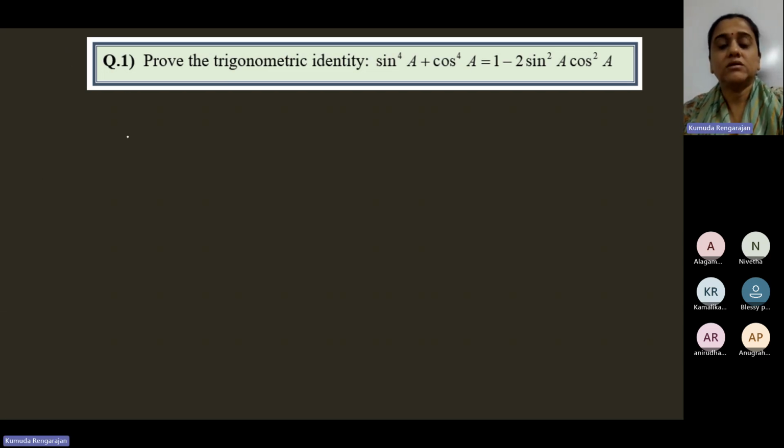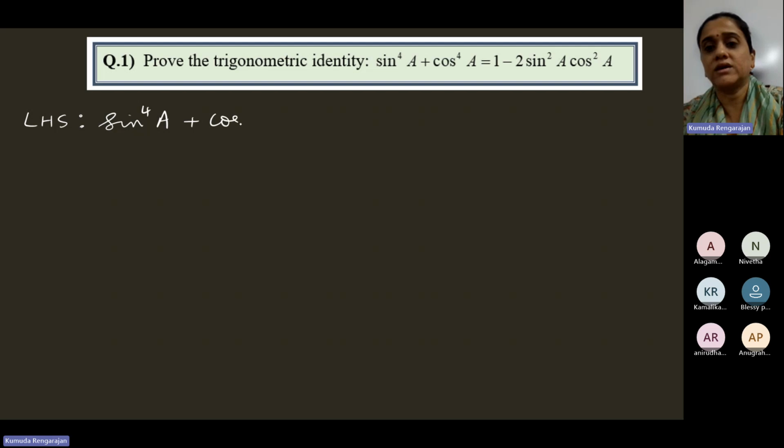So see this one. Prove that sine A to the power 4 plus cos A to the power 4 is equal to whatever you see in the RHS. The RHS is made up of sine and cos. The RHS is 1 minus 2 sine square A cos square A. So how shall we do this?